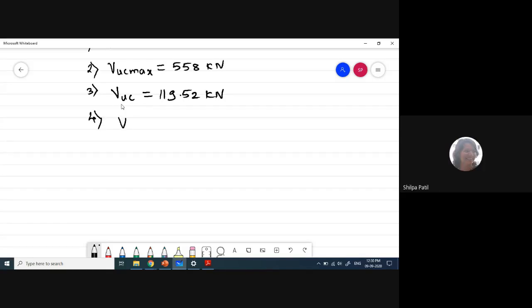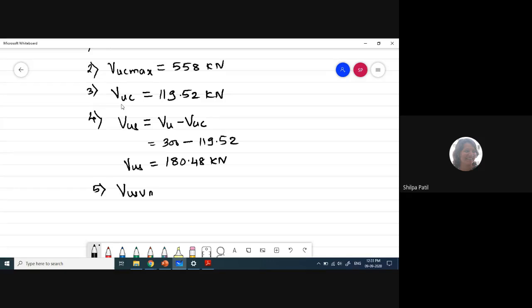Fourth step, VUS, the shear force resisted by the shear reinforcement. The formula is VU minus VUC. Here the value will change because our VU value is different now. So it is 300 minus 119.52. Tell me the value. 180.48 kilonewton.